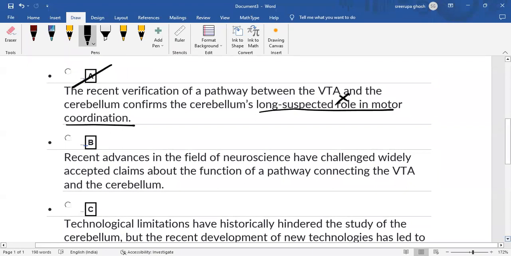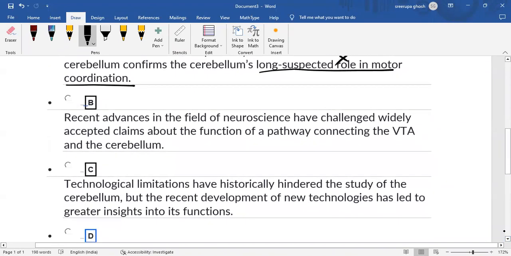Choice B. What is wrong with choice B? Because it says a pathway connecting the VTA and the cerebellum, but in the text they're given that the pathway connecting the cerebellum and the center of emotions. This part is wrong.